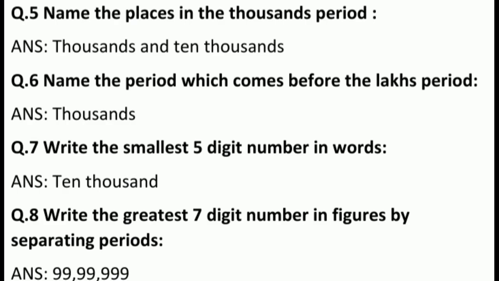Question number 7 is: write the smallest 5-digit number in words. The smallest 5-digit number you already know is 10,000. So we just write the answer in words. It can be written as ten thousand in spellings.